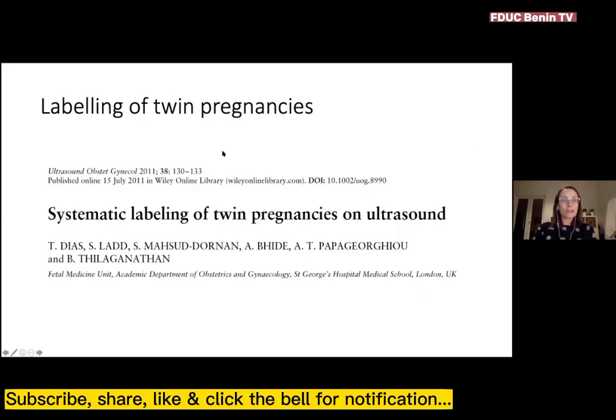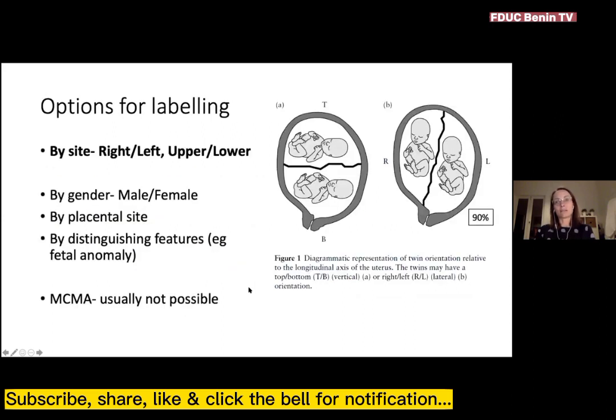The third important use of ultrasound in the first trimester is labelling of twin pregnancies, and this article that I've put here is an excellent and really clear reference article on how to systematically label twin pregnancies and why that can be so important. And I'll just briefly summarise it in one slide, but if you want more detail, please refer to that article.